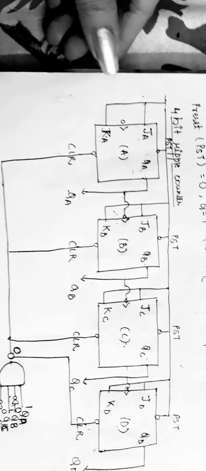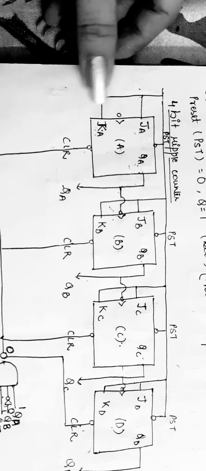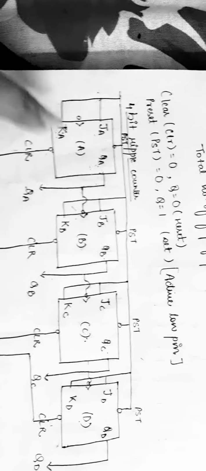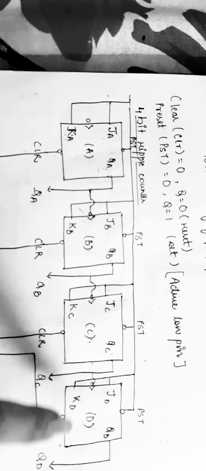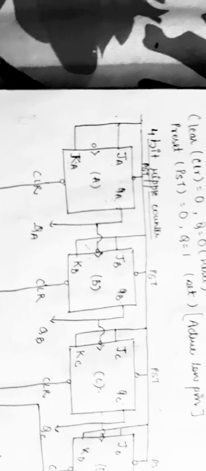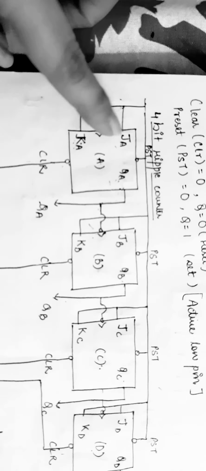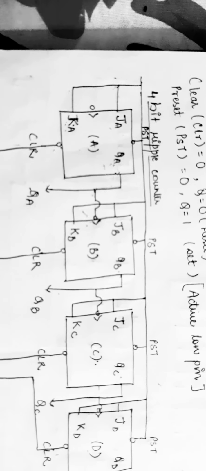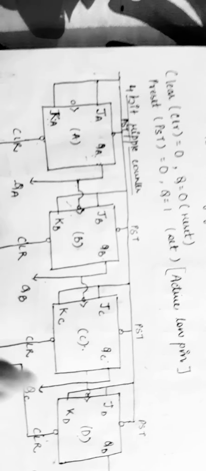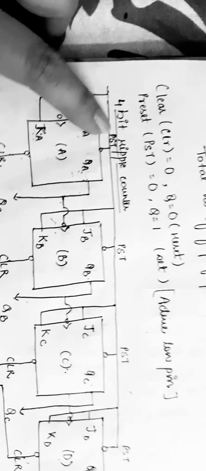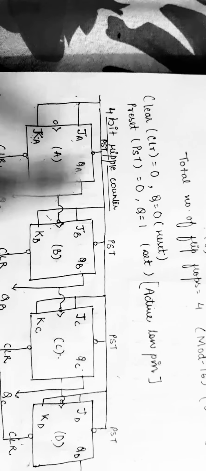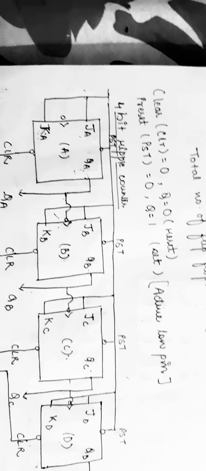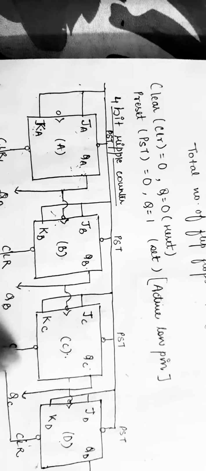Now coming to the functioning, in the logic diagram we are drawing a 4-bit ripple counter. Here we have used 4 flip-flops, so we have named them A, B, C and D. The inputs of the first flip-flop are JA, KA, and the outputs are QA and QA bar. Similarly, we have represented the second, third and fourth ones. Here we have given the preset pin to all the flip-flops, along with the clear pins.